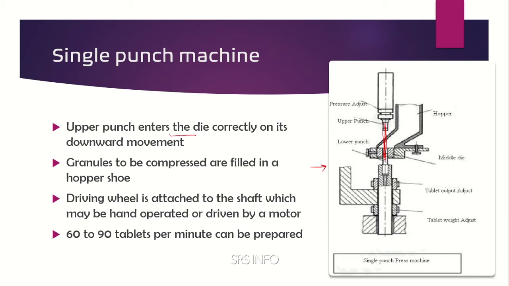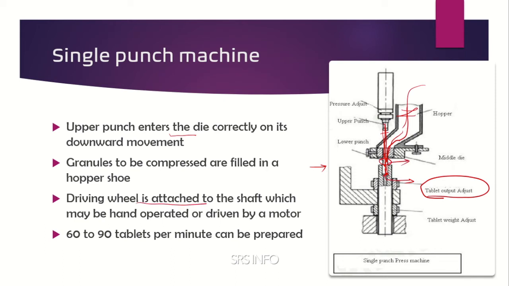Then what happens? This is the hopper. The granules are filled in this hopper, and these granules come into the die through the hopper shoe. This is the lower punch and this is the upper punch. When the pressure comes from the upper side, the punch moves downward and hits the granules, and the granules are compressed. After the compression, the tablet is ejected by this tablet output adjust screw, the ejection screw, which helps in the ejection of the tablet.